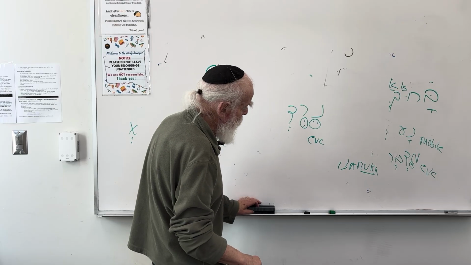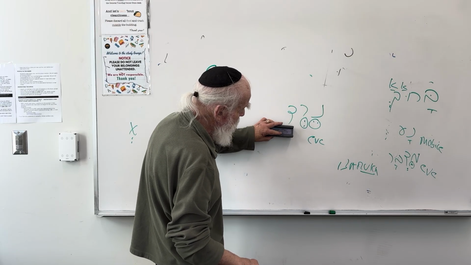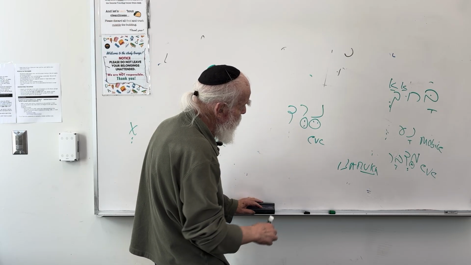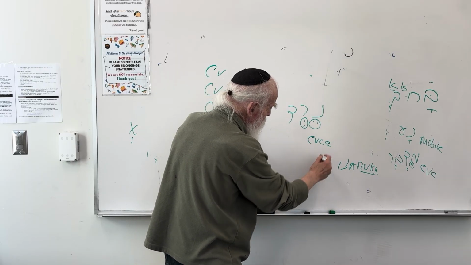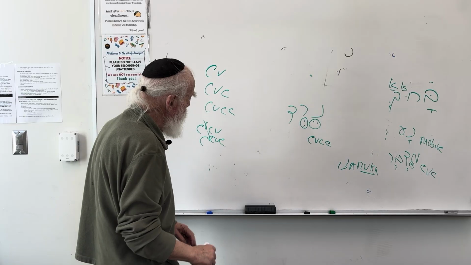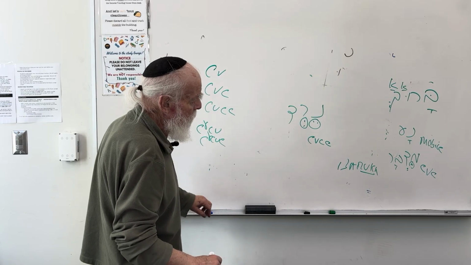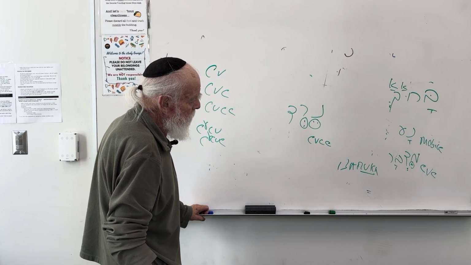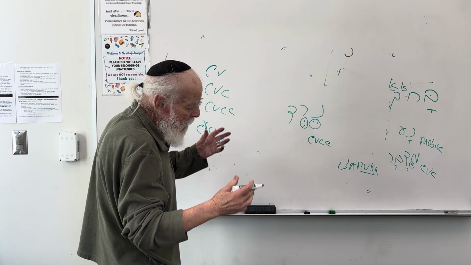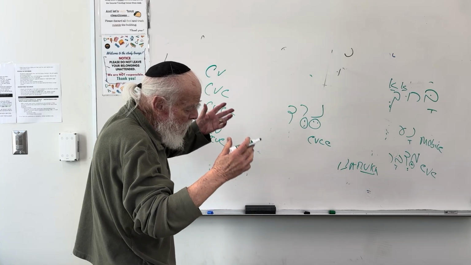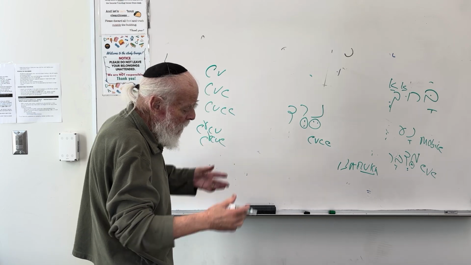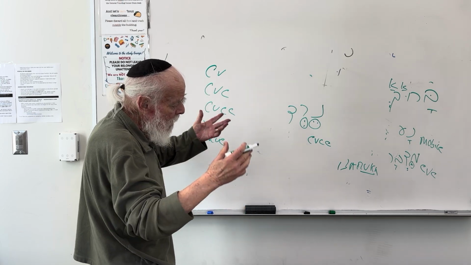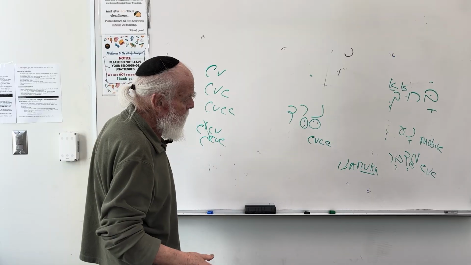Even if it weren't written with a shva under it, the syllabification is CVCC. That's your third example. And again, if it's monosyllabic, the emphasis would have to be on that one syllable. And the tsere is a medial vowel, can be open or closed, either way, and it's emphasized.